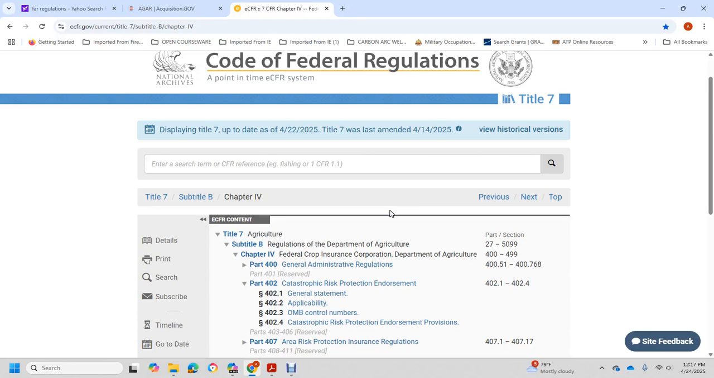Alright, Code of Federal Regulations Title 7, Agriculture, Subtitle B, Regulations of the Department of Agriculture, 27-5-2009. Chapter 4, Federal Crop Insurance Corporation, Department of Agriculture, 400-409. Part 400, General Administrative Regulations.